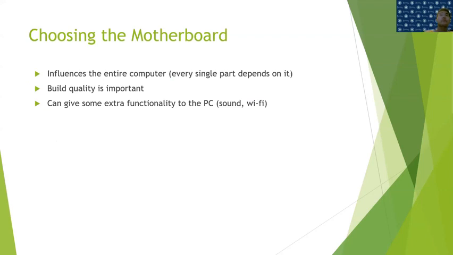Now we're going to choose the motherboard, and choosing the motherboard is a very important part because the motherboard will influence the entire computer, since every single part depends on it. For example, in that example I showed you, you can see how the video card, the CPU, the RAM, and all the power are connected to the motherboard.